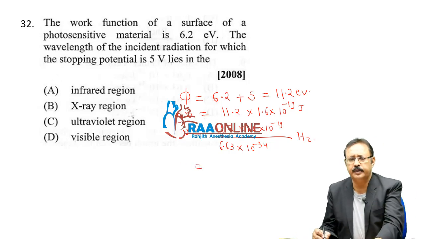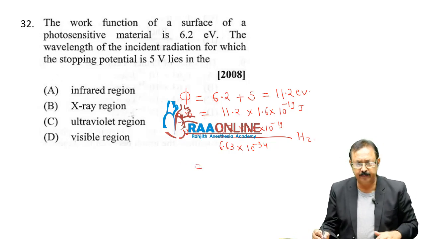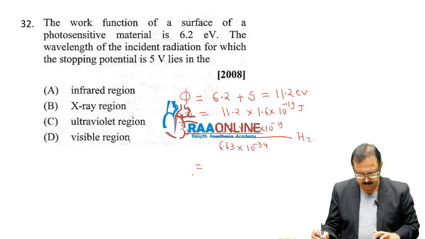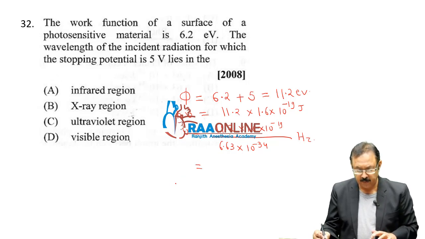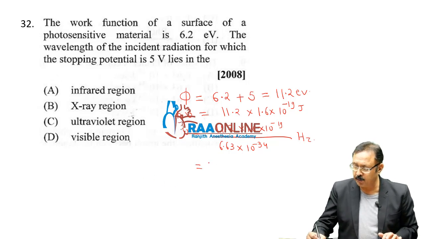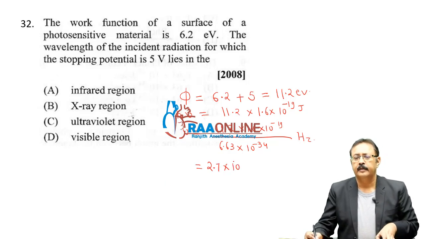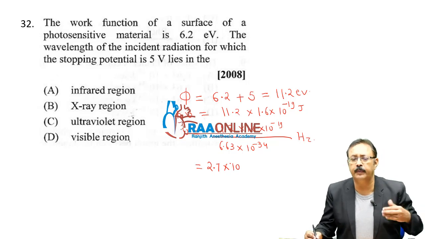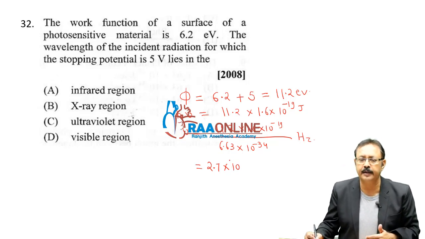Now we can use a calculator to save our time for this calculation. Zeros we will collect. Numbers are 11.2 multiplied by 1.6 divided by 6.63. So we are getting 2.7 into 10 to the power. Take minus 34 in the numerator, you will get plus 34. 34 minus 19, it is 15 hertz.